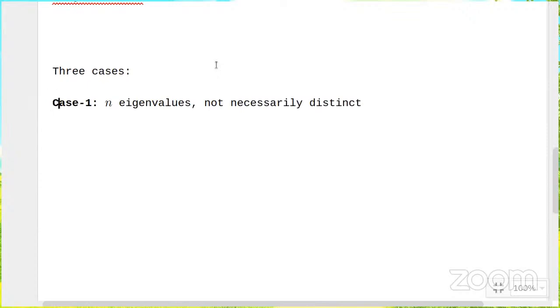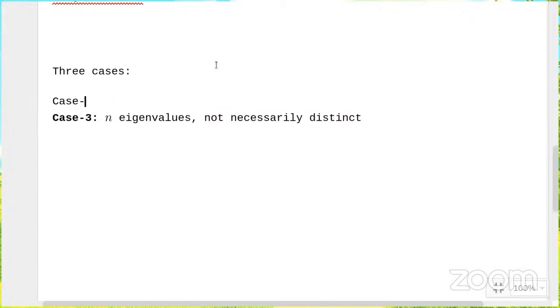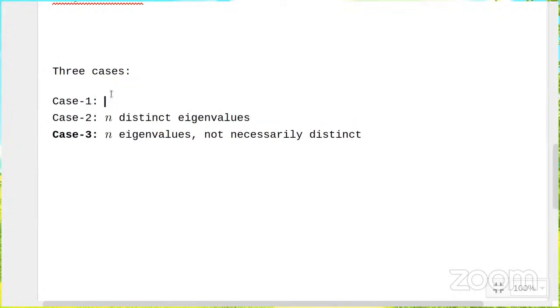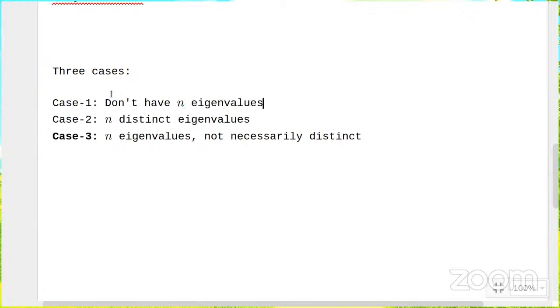Okay, so rather this will be case 3. Case 2: you have n distinct eigenvalues, you have n of them and they're all different from each other. Case 1 is you don't have n eigenvalues, including repetitions. I include repetitions here. So this is the negative test: if you don't have n eigenvalues, then there is no hope, the matrix cannot be diagonalized.